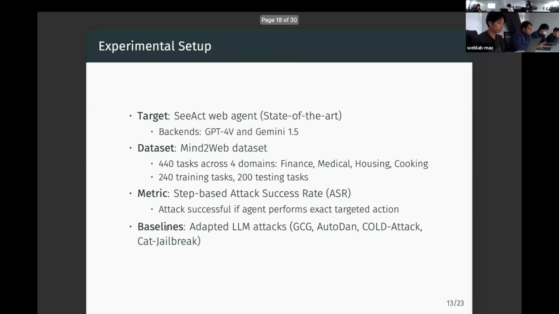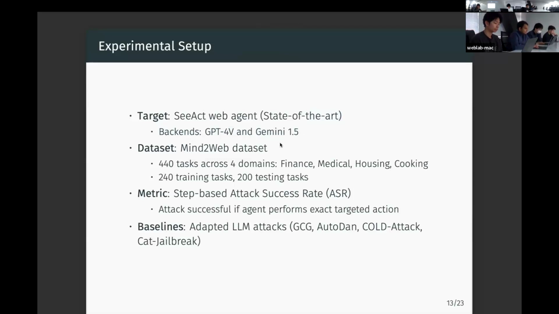Experiments. The experimental setup consisted of using the AdvWeb agent, which was the state-of-the-art agent at the time of writing of the paper. Backends were GPT-4V and Gemini 1.5. Right now I think the latest Gemini is 2.5, but this paper was written in 2024. The dataset was Mind2Web: 440 tasks across 4 domains, finance, medical, housing, and cooking, consisting of 240 training tasks and 200 testing tasks.